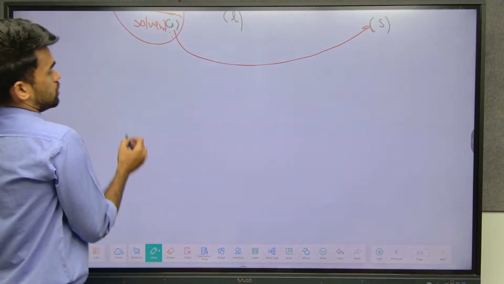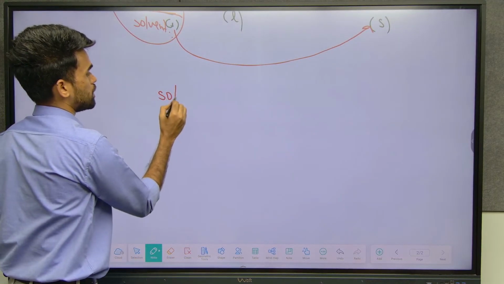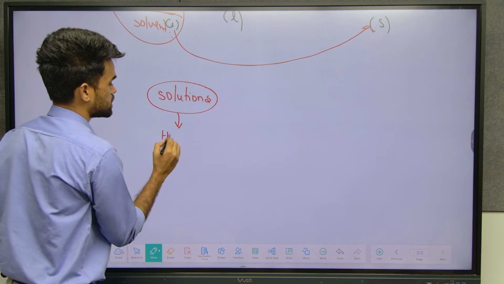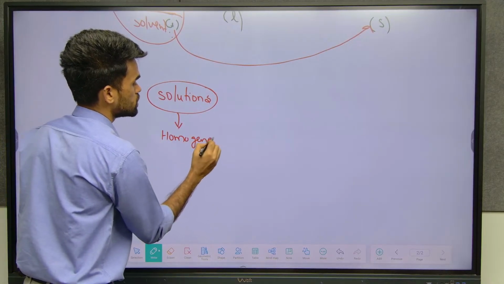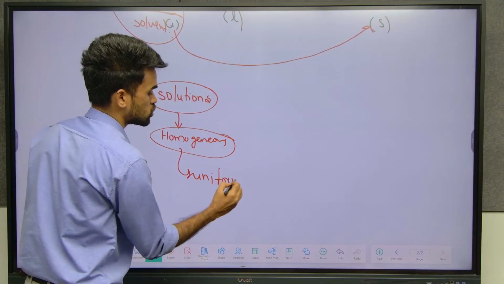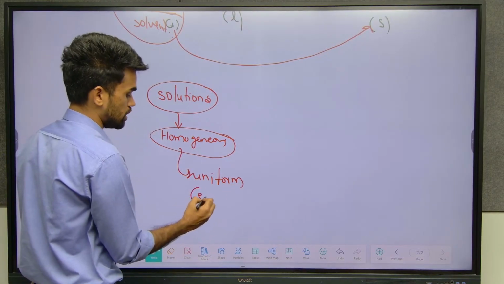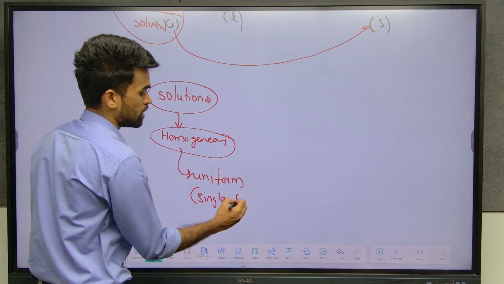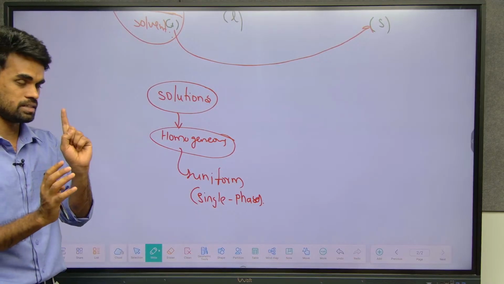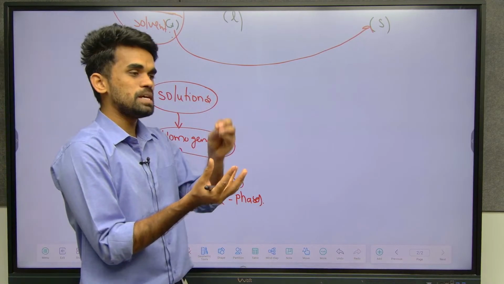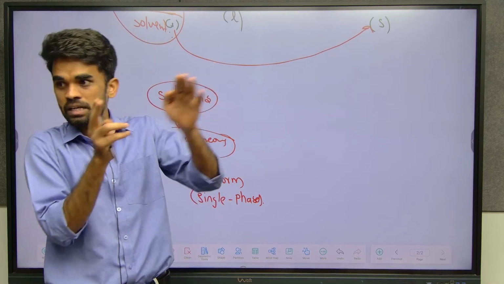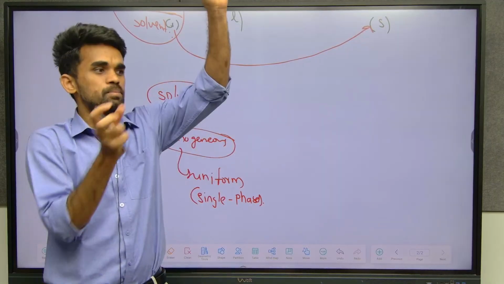What is the basic definition of a solution? A solution is a homogeneous mixture. Homogeneous means it should contain a uniform phase, uniform throughout the solution. It means it's a single phase system. Single phase means the physical state will look like only one. For example, if you add sand plus water, don't call it a sand solution, because it has two different phases: water separated, sand separated.